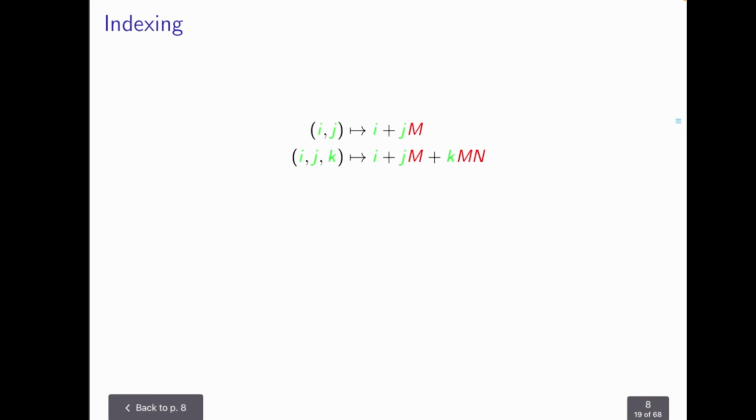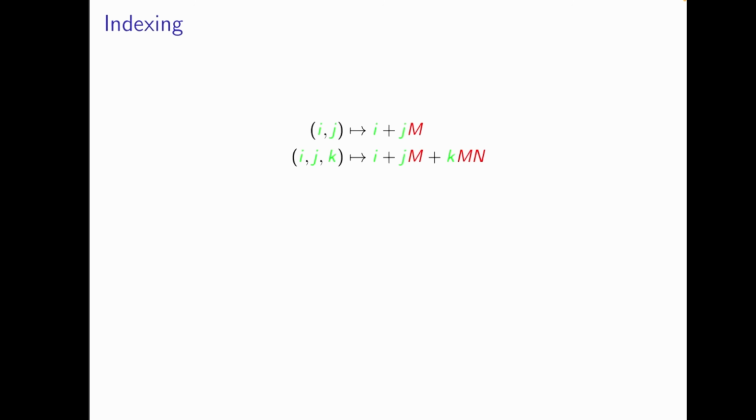So if you work with tensors a lot, as you probably do if you're in this group, you see a lot of times that you start with a coordinate ij, and then in order to get the linear offset of that coordinate, you do something like i plus j times M. Or if it's three coordinates ijk, it's something like i plus jM plus kMN.